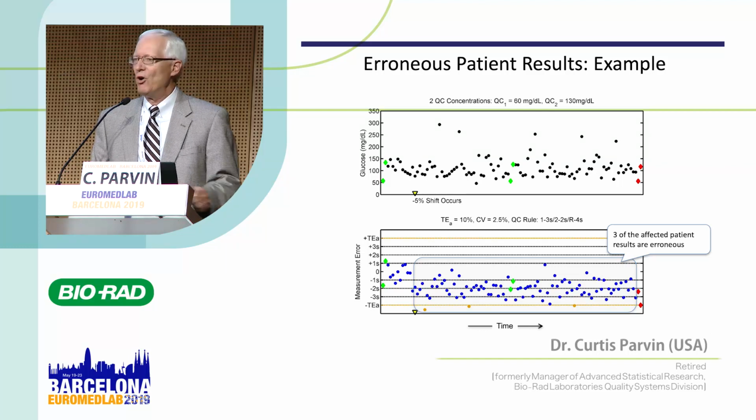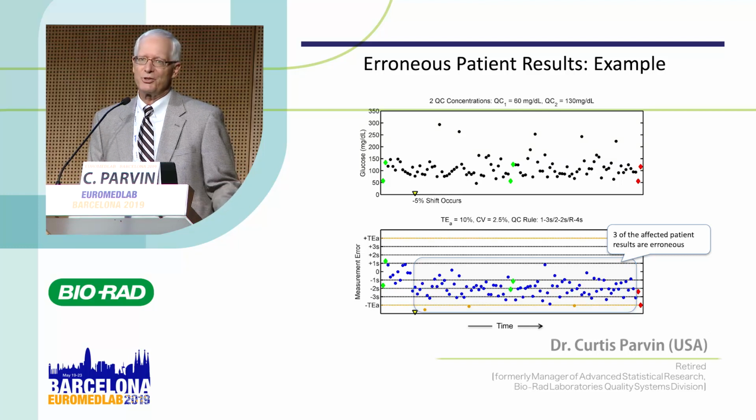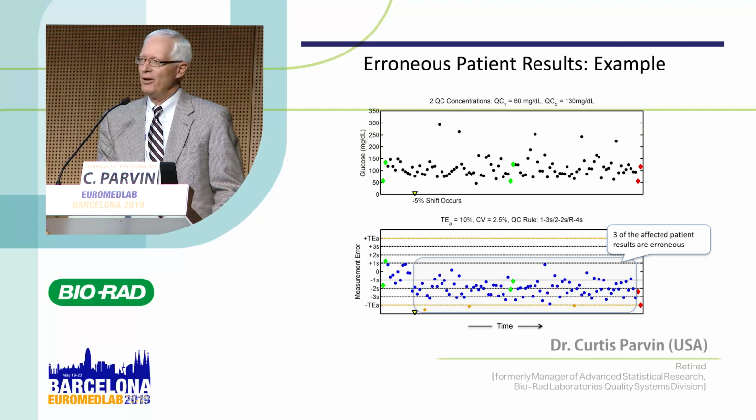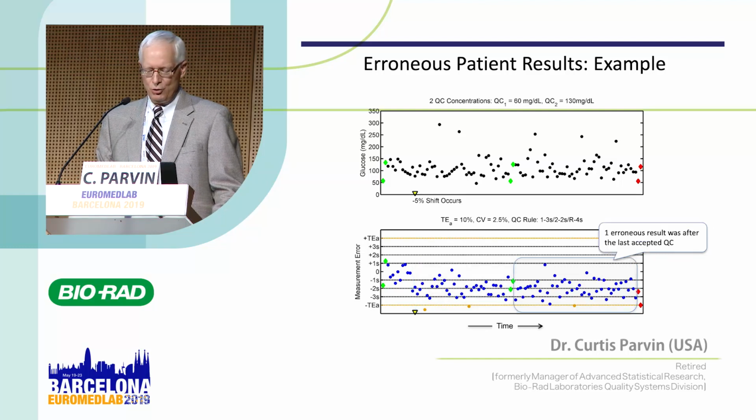The only way we would know if we had 3 or more would be to shut down the process, correct the problem, repeat all these patient results, and compare the original result to the new result. But we know it here because I've simulated it. Now, of those 3 erroneous results, notice that one of them occurred since that last accepted QC event, and 2 of them occurred prior to the last accepted QC event.